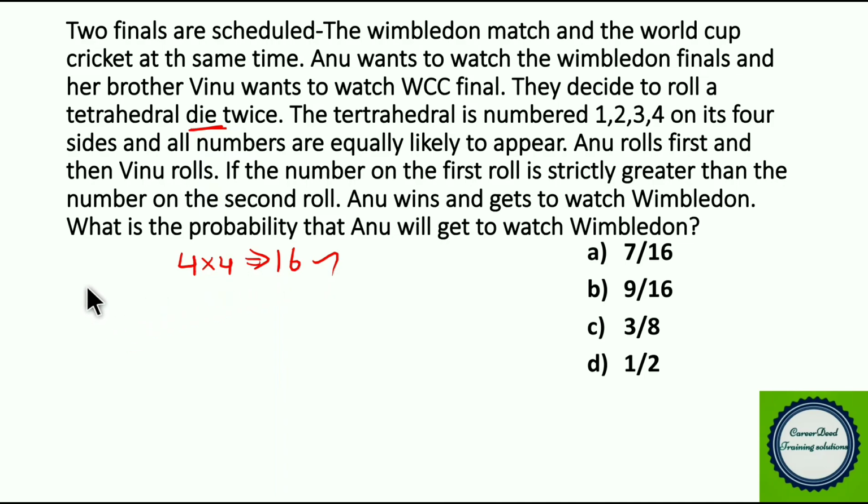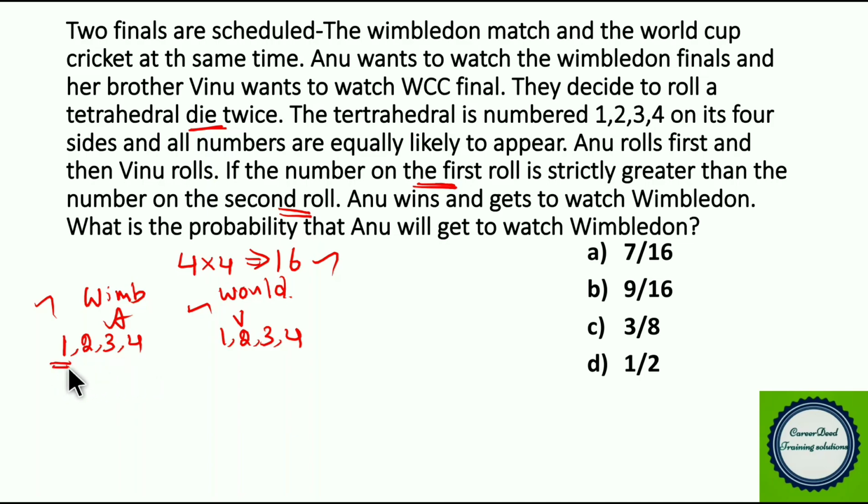So Anu is playing for Wimbledon and Vinu is playing for the World Cup. Anu rolls first and then Vinu rolls. If the number on the first roll is strictly greater than the number on the second roll, Anu wins. You totally have only 4 faces in a tetrahedral dice. The number on the first dice should be greater than the number on the second dice, so definitely you can't choose 1. If you choose 1, there is nothing lesser than 1 on the second dice, right? But here you can get a 2.